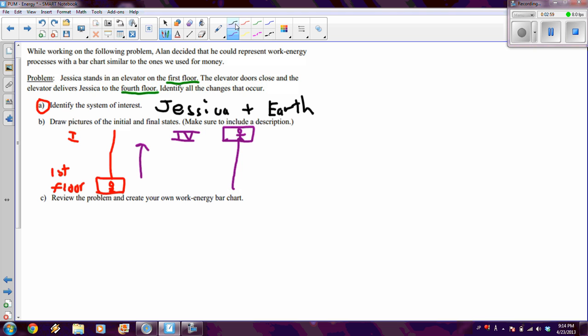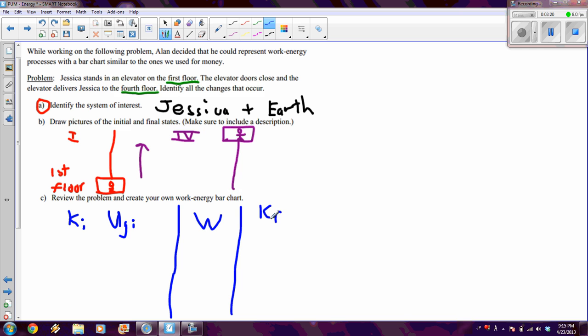So we can start off with our bar chart here. We have initial kinetic energy, we have initial gravitational potential energy, and then we have the center part for work. And then we have our final kinetic energy. And we have final potential energy, so gravitational potential energy, final.